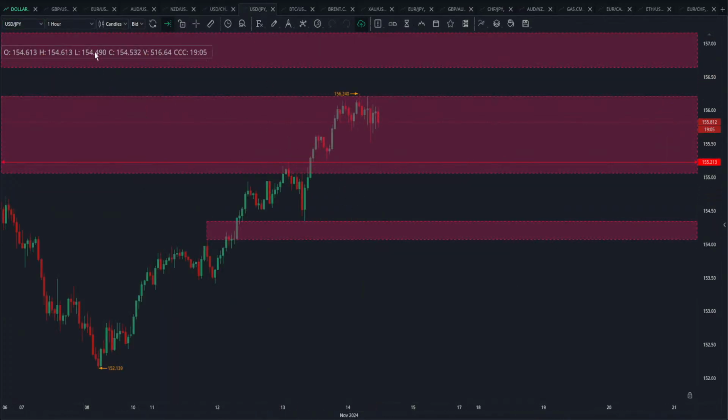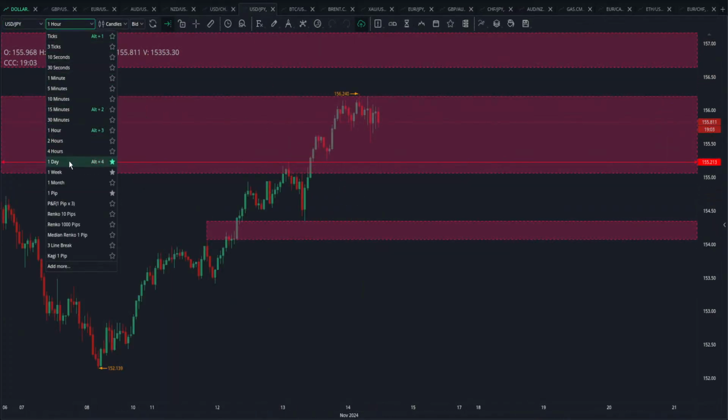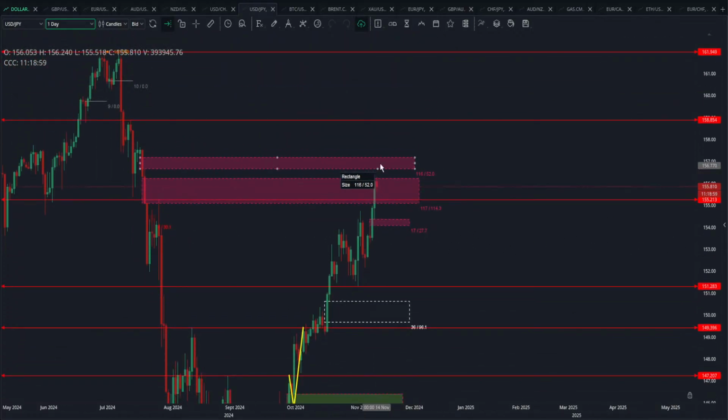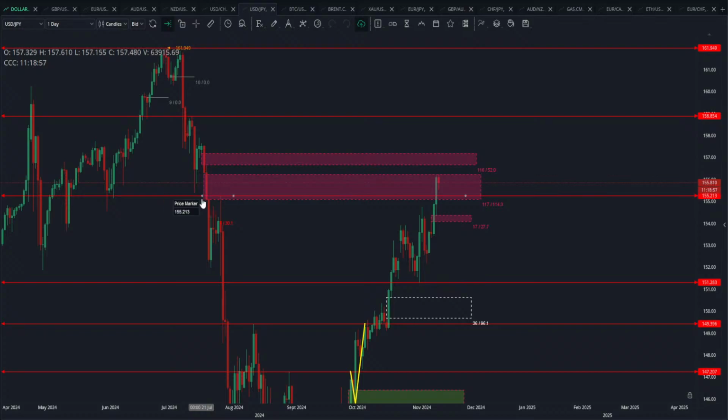USD JPY is struggling on the hourly inside the fair value gap. Do you see? I told you that even if the price tries to go here, it will be very difficult for this to break this level. Now, even if it breaks it, I will say the last one, this one here, is going to be even stronger. Keep an eye on these two levels here.